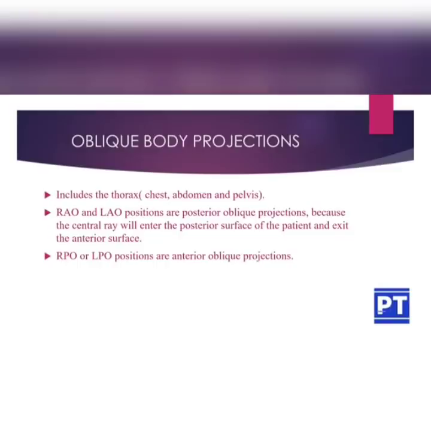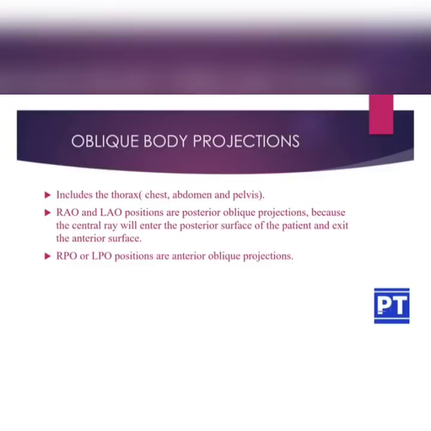Again, moving on to the oblique body projections. These include the thorax, chest, abdomen and pelvis. Right anterior oblique and left anterior oblique projections are posterior oblique projections because the central ray will enter the posterior surface of the patient and exit the anterior surface. Then oblique projections are described in some other way.